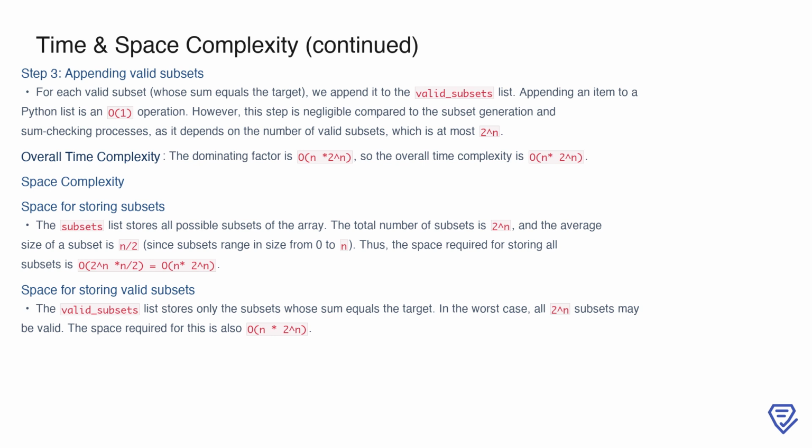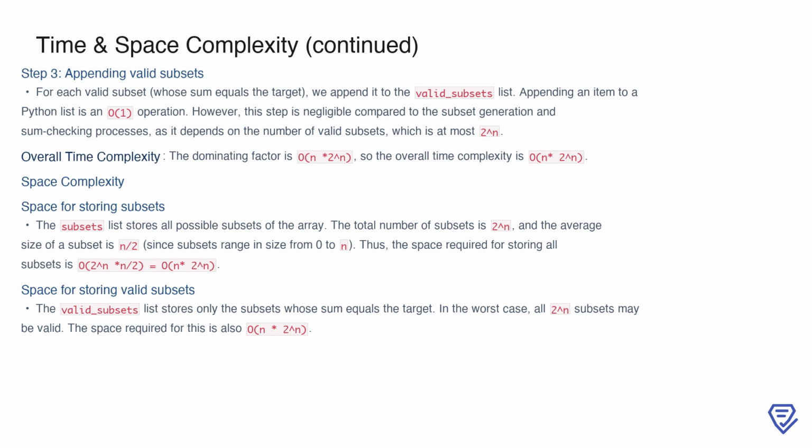After generating and summing subsets, the next step is appending valid subsets to the valid_subsets list. A subset is considered valid if its sum matches the target. Adding an item to a list in Python is an O(1) operation, so this process is relatively inexpensive. However, the number of valid subsets could be at most 2^n, so while appending itself is efficient, the overall time complexity remains dominated by the earlier steps of subset generation and sum calculation. Therefore, the overall time complexity of the solution is n * 2^n.